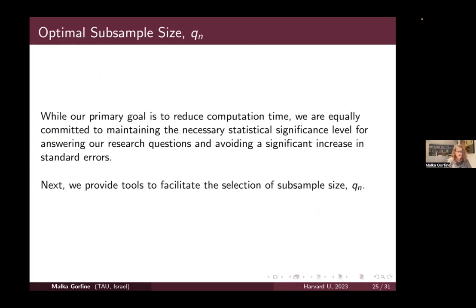Okay, so once we have a machinery for applying subsampling, the next question is how to choose the subsample size, QN. Our primary goal is to reduce computation time, and we are equally committed to maintaining the necessary statistical significance level for answering our research question and avoiding a significant increase in standard error. So defining QN is actually very important. In another work, we provide tools to facilitate the selection of the subsample size QN.